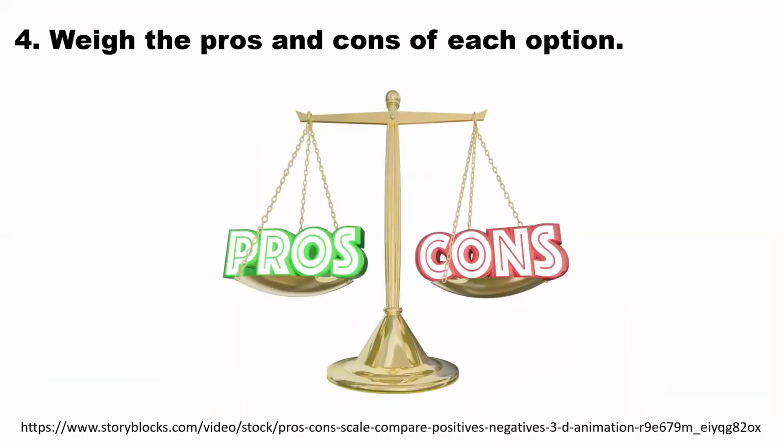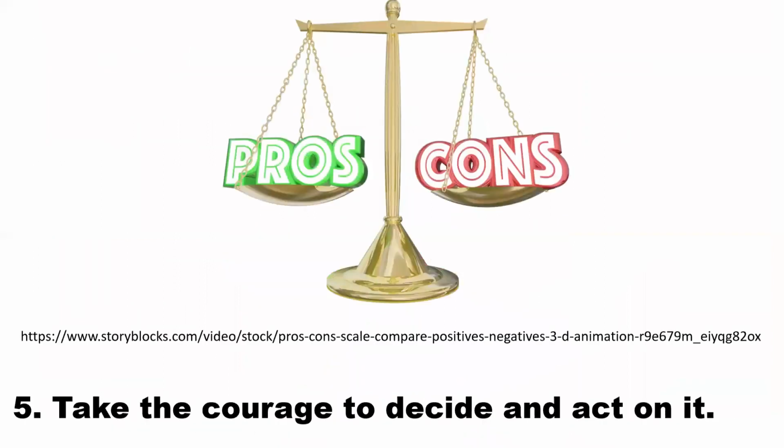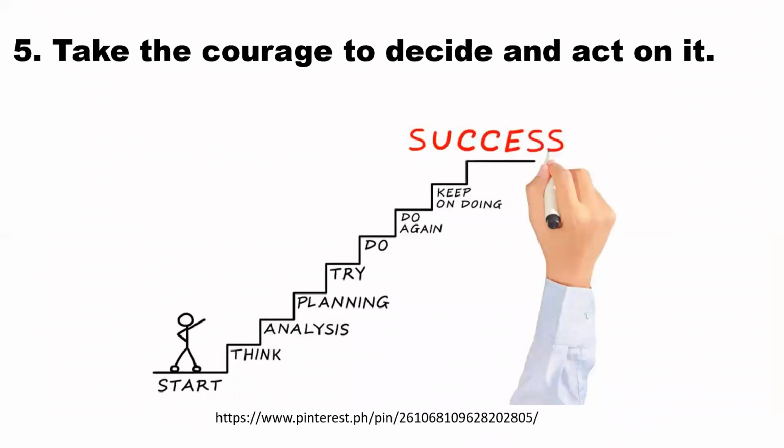And for number 4, weigh the pros and cons of each option. There's always a positive and negative in our decision making. And number 5, take the courage to decide and act on it. There's always a process on how to achieve our success. It always starts from think, analysis, planning, try, do it again, and keep doing until you meet your success.